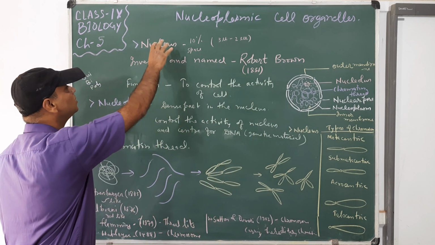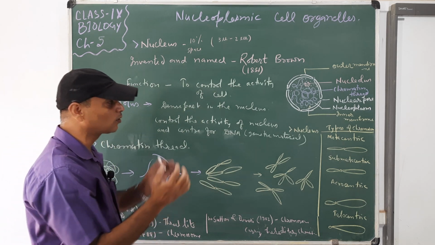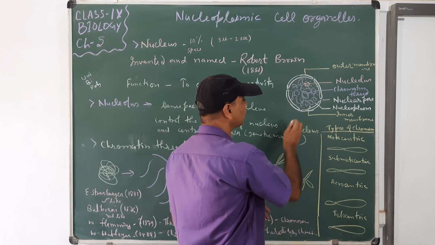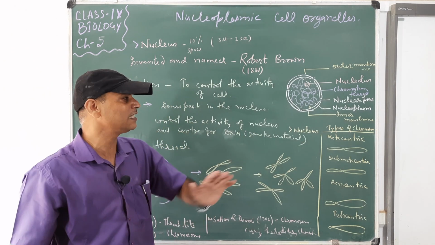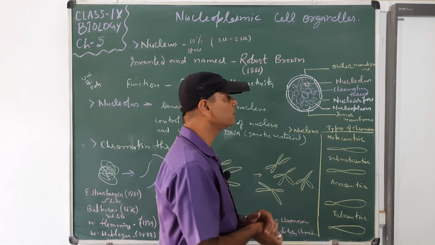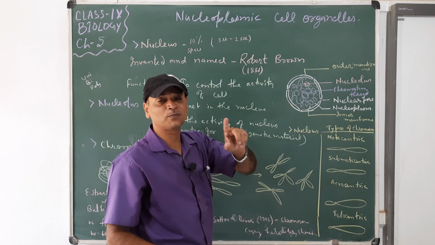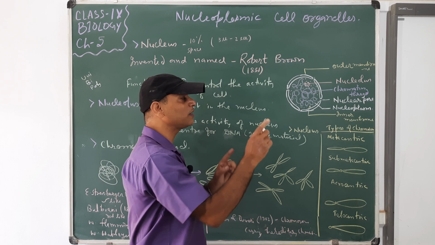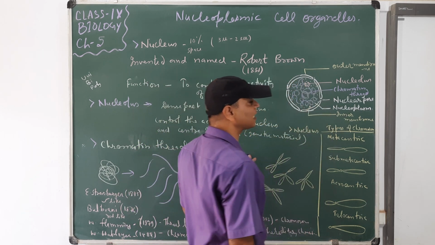So see, the nucleoplasmic cell organelles are present inside the nucleus, and this is the figure of the nucleus, which contains different types of things. The liquid present inside the nucleus is called nucleoplasm, which makes the protoplasm when mixed with the cytoplasm. So cytoplasm and nucleoplasm make the protoplasm. This is a very important liquid material present inside the nucleus.